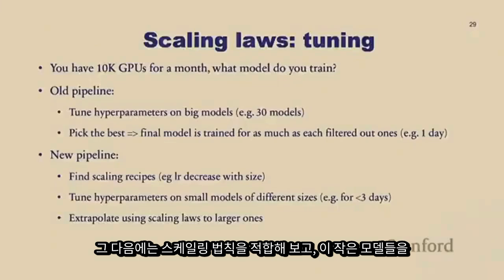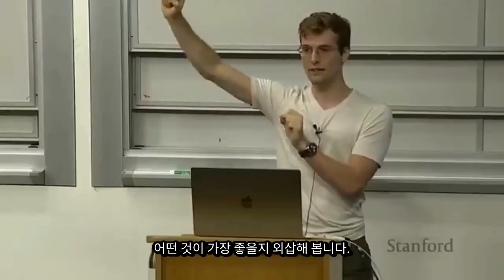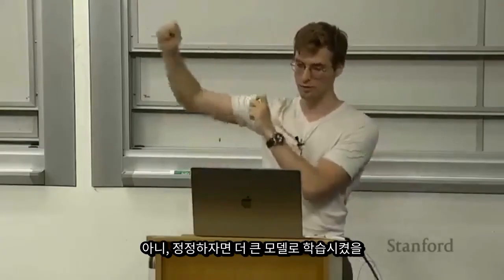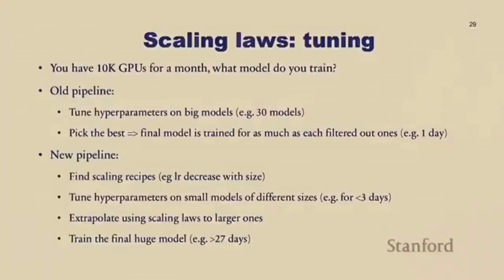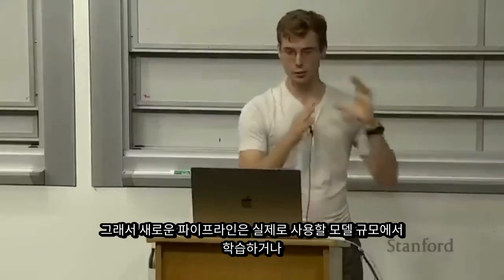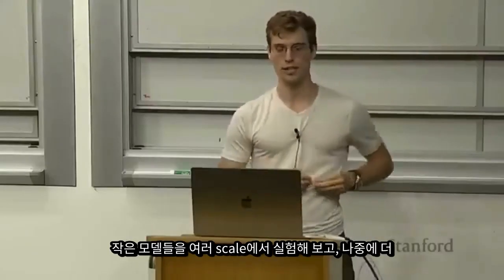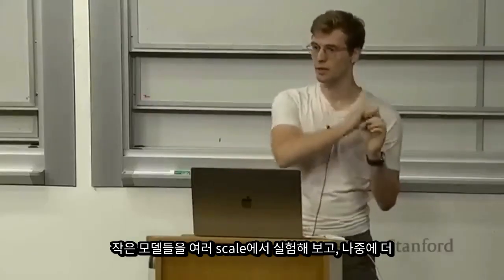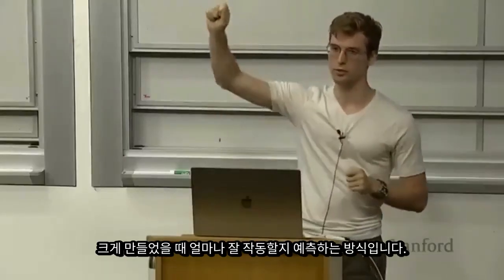Then I will fit a scaling law and try to extrapolate from these smaller models which one will be the best if I train it for much longer, if I train it at a larger size. And then I will train the final huge model for 27 days instead of just 1 day. So the new pipeline is not to train things or do hyperparameter tuning on the real scale of the model that you're going to use in practice, but to do things on smaller ones at different scales, and try to predict how well they will perform once you make them bigger.